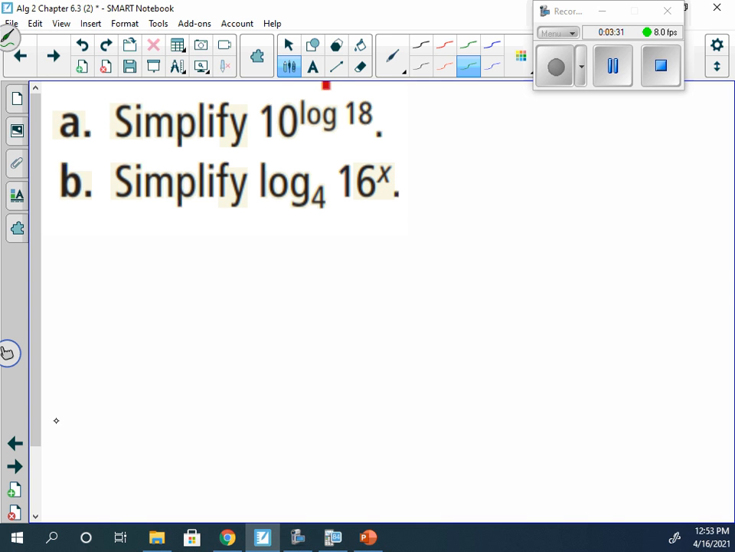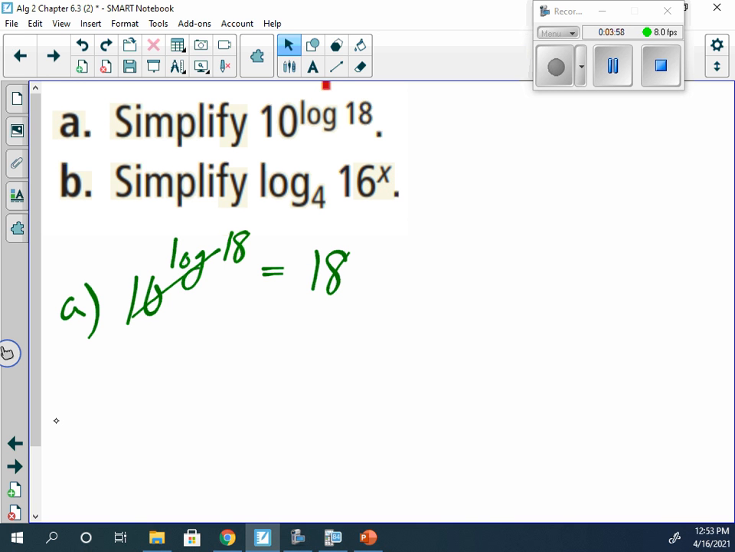So let's look at these next two. So we have 10 to the log of 18. And what would this be? It would be 18. Because 10 and the log base 10 would simplify out, leaving us with just 18. And that would be our answer.